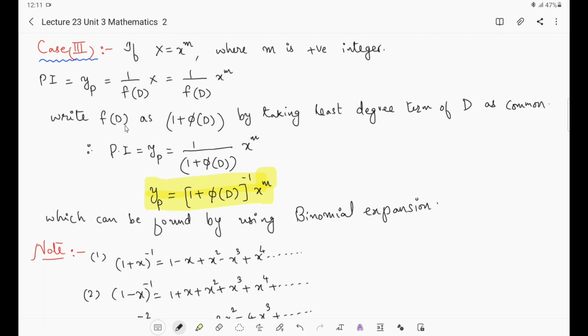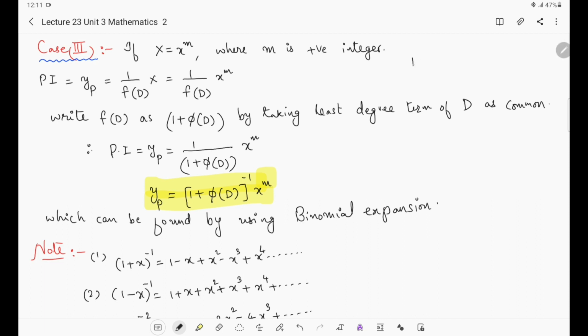So for finding the particular integral, this f of D should be written in the form of 1 plus phi of D, that is, 1 plus some function of D. This function of D should be written in the form of 1 plus some function of D. For writing this, we take the least degree term of D as common. Least degree term of D should be taken as common.